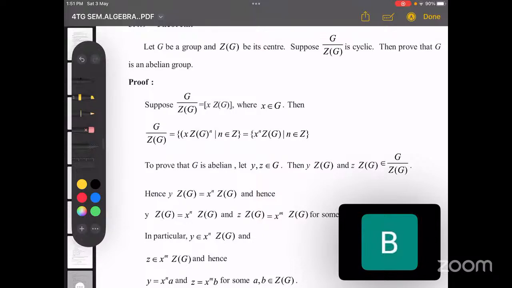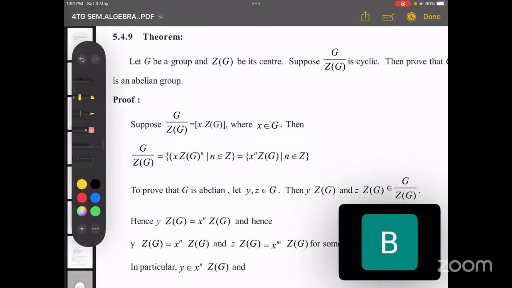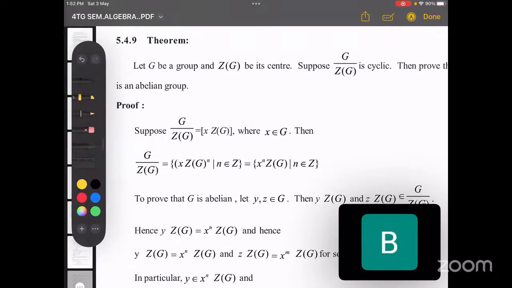So a 10A question or 10B question you will get from this one. Let G be a group and Z(G) be its center. Suppose G/Z(G) is cyclic. Cyclic in the sense that it is generated by one element. Then prove that G is an abelian group.